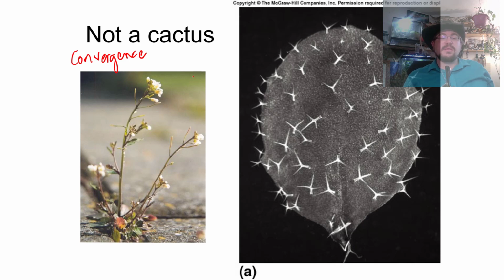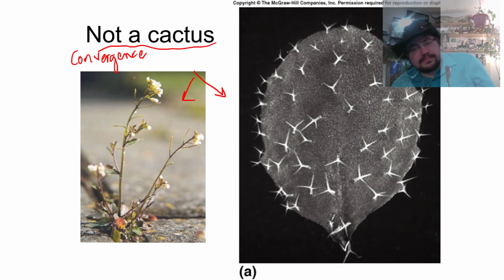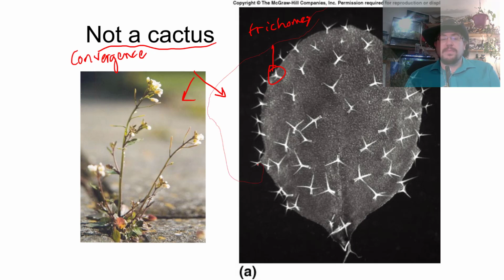This and this are not cacti, which is pretty amazing, right? The needles here are actually modified trichomes. So, they are small. This is a plant belonging to the Brassica genus.